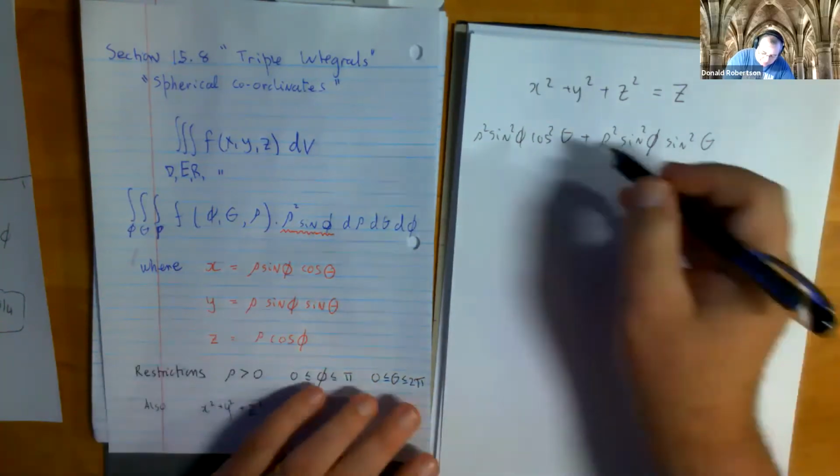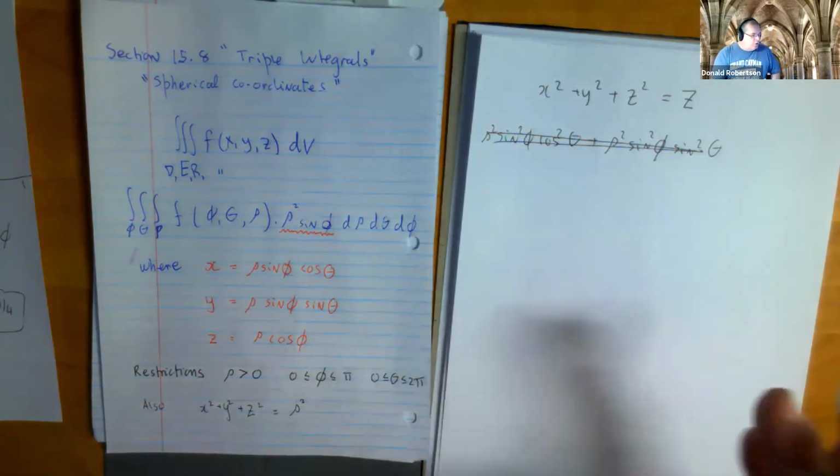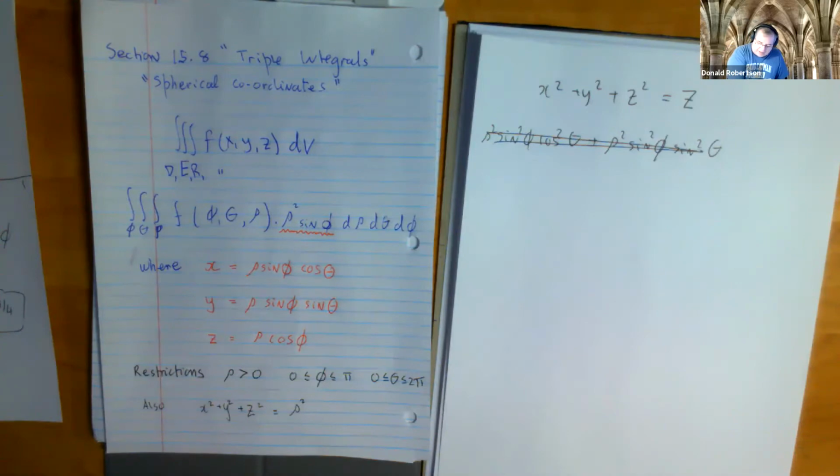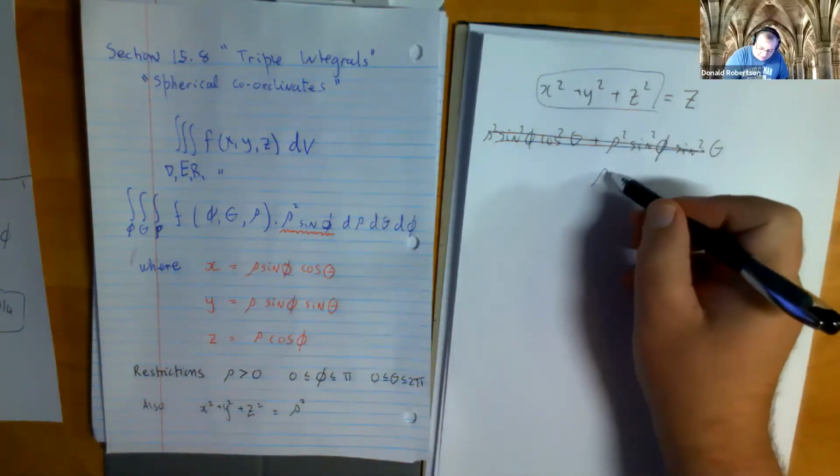Why am I doing this? What I just did would eventually work, but I've found a much easier way of doing this. Doesn't it all add up to rho squared? Yeah, isn't that just rho squared?